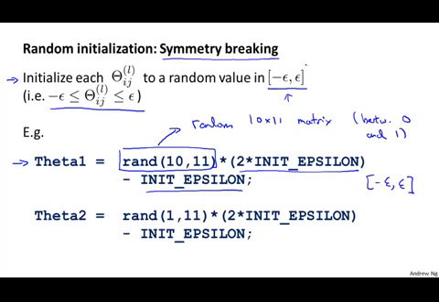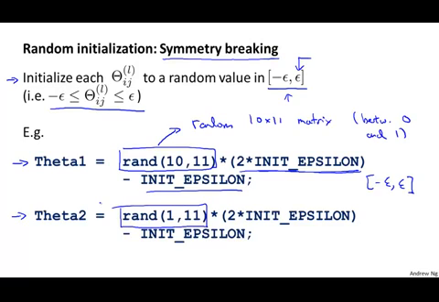And incidentally, this epsilon here has nothing to do with the epsilon that we were using when we were doing gradient checking. When we were doing numerical gradient checking, we were adding some values of epsilon to theta. This is an unrelated value of epsilon, which is why I'm denoting it INIT_EPSILON, just to distinguish it from the value of epsilon we were using in gradient checking. And similarly, if you want to initialize Theta2 to a random 1 by 11 matrix, you can do so using this piece of code here.